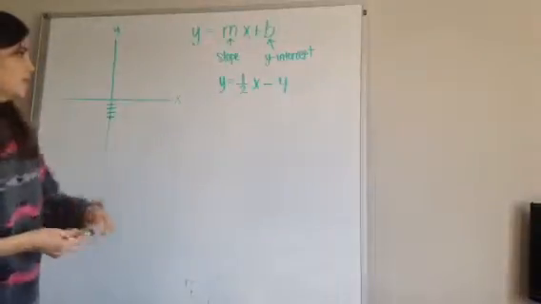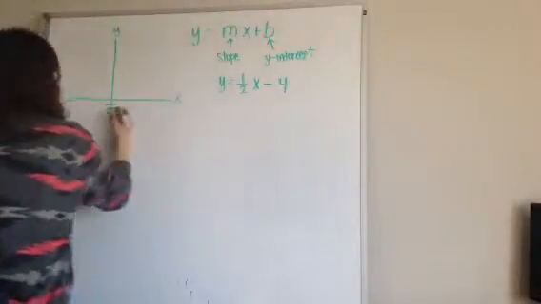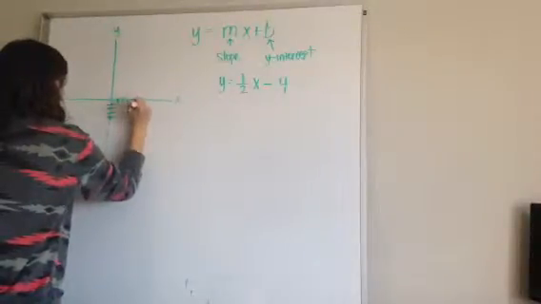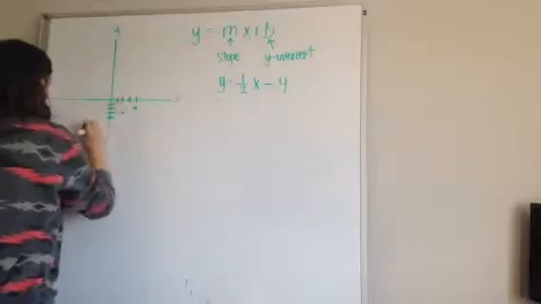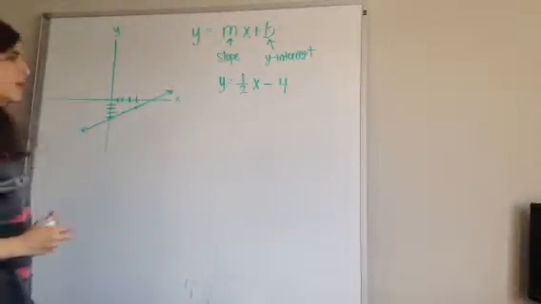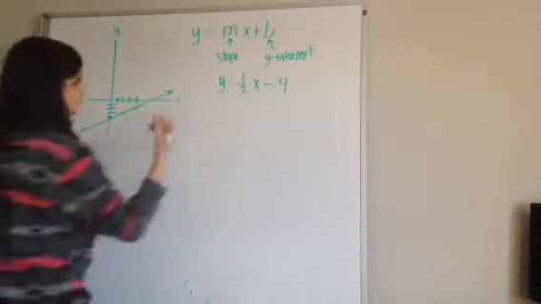So we started at -4, and I'm going to go positive, so I'm going to be going up and right. So up 1 over 2, up 1 over 2, and that's my line.